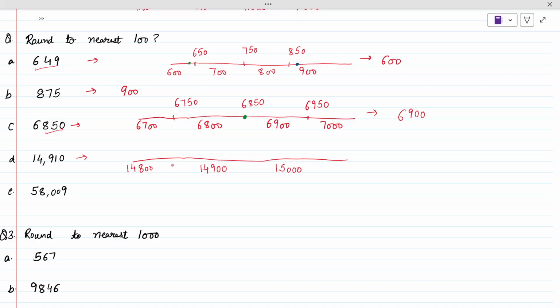Now let us plot the midway, that is the midpoint. 14,800 and 14,900. The midpoint will be 14,850. Okay, and 14,900 and 15,000 here. The midpoint will be 14,950. Okay. Now let us plot our ball, the number ball.